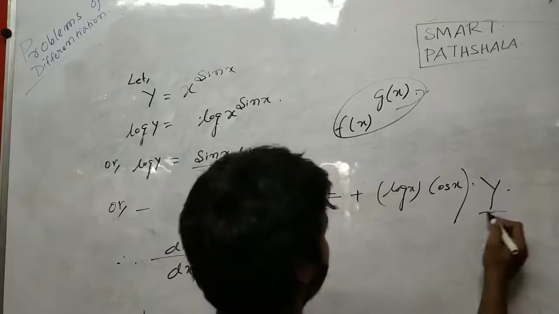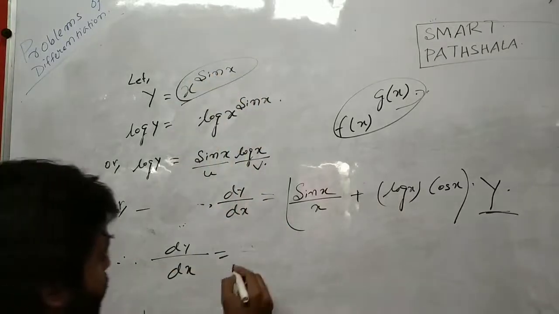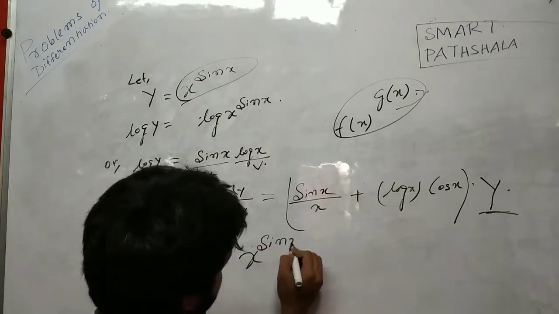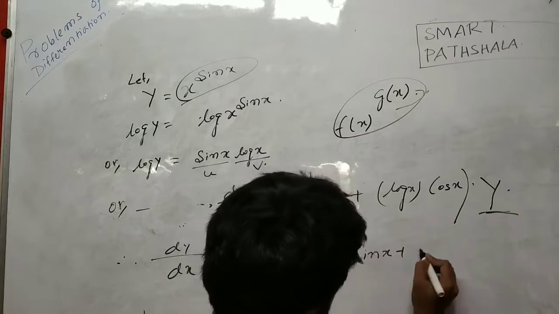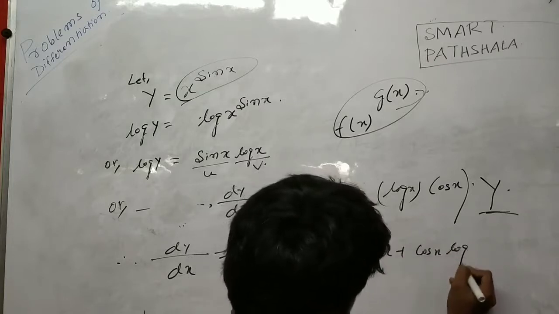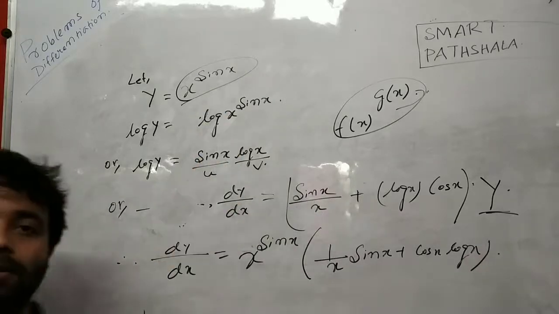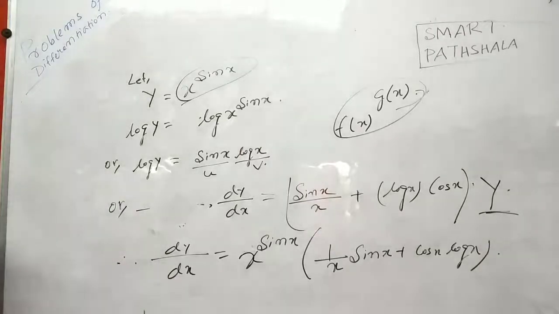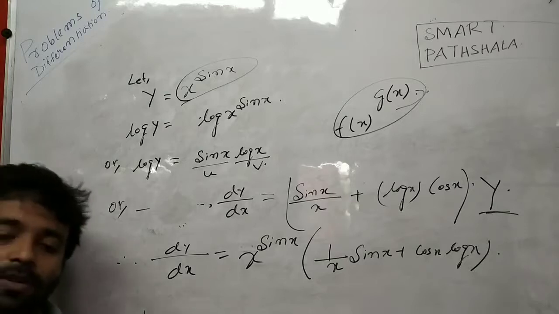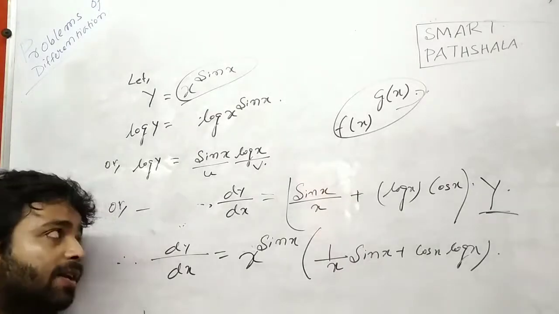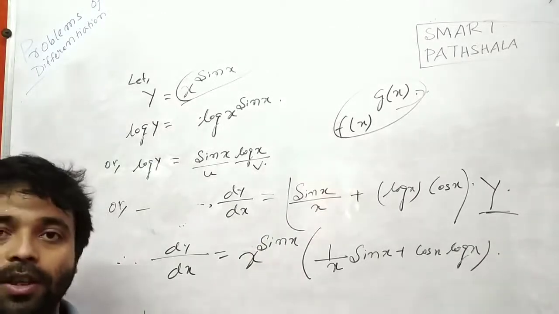So what is actually y? We have written y as x raised to the power sin x. So you just have to substitute x to the power sin x, and then you have 1 by x sin x plus cos x log x. So that is the solution of this type of problem, and in this way, by putting logarithm on both sides of the expression, you can actually differentiate any type of expression of this form given to you. Let's see the next problem.